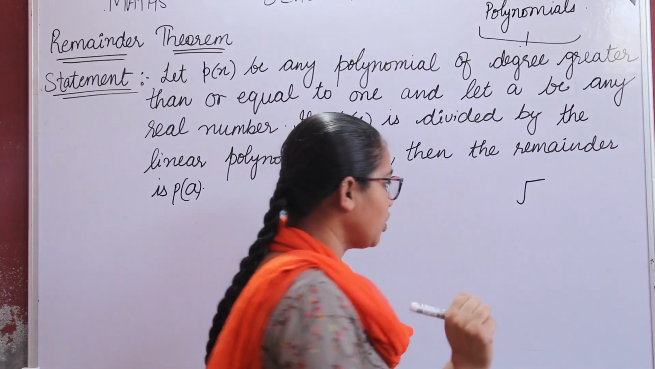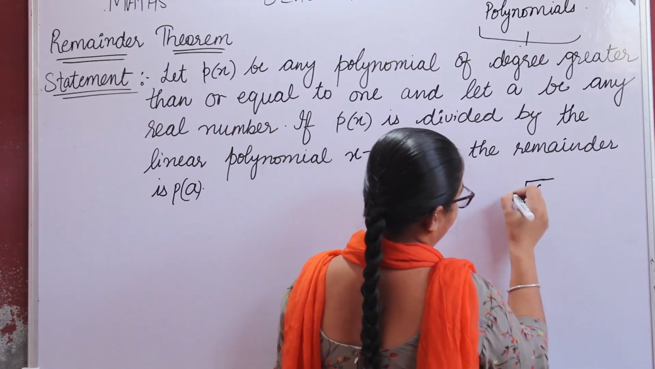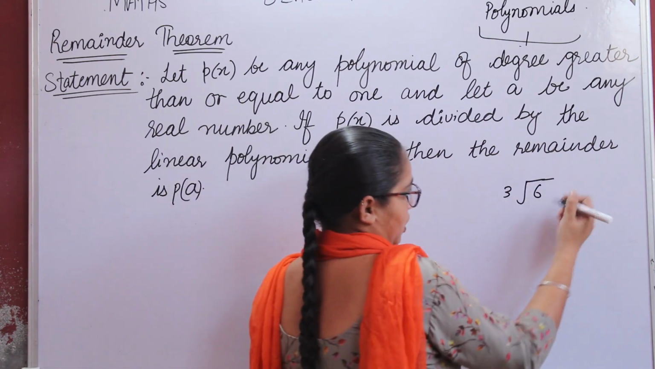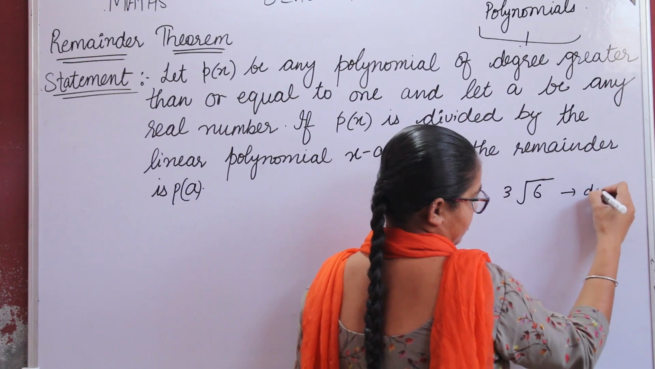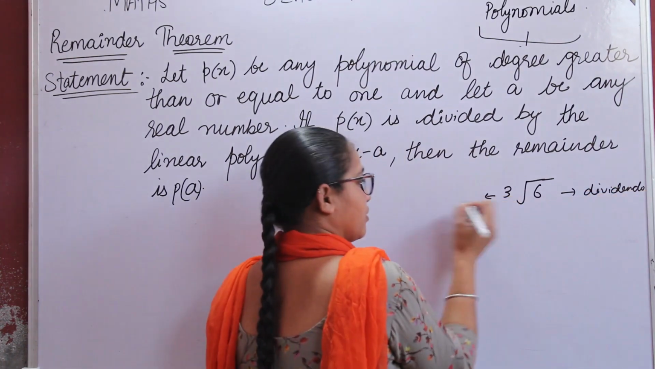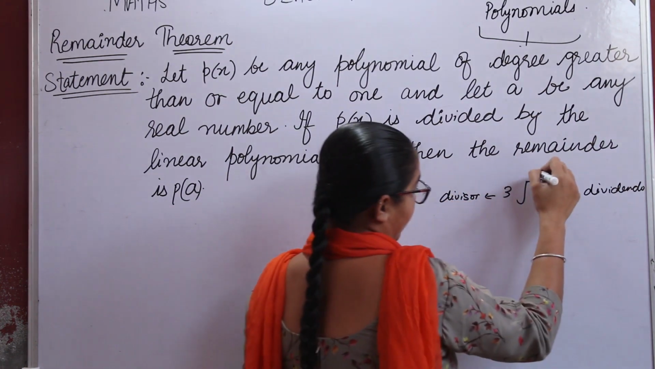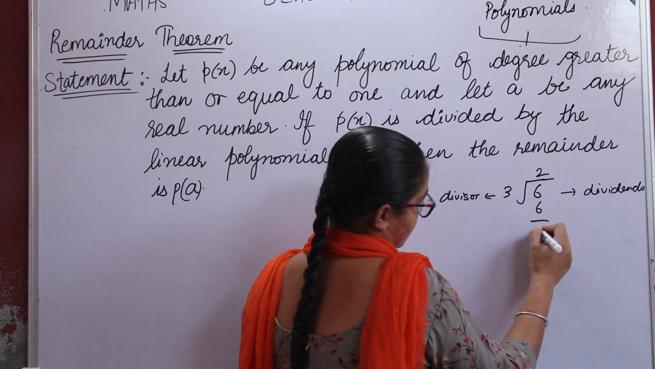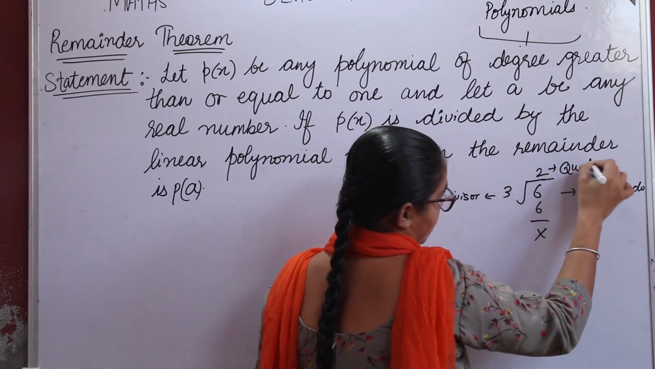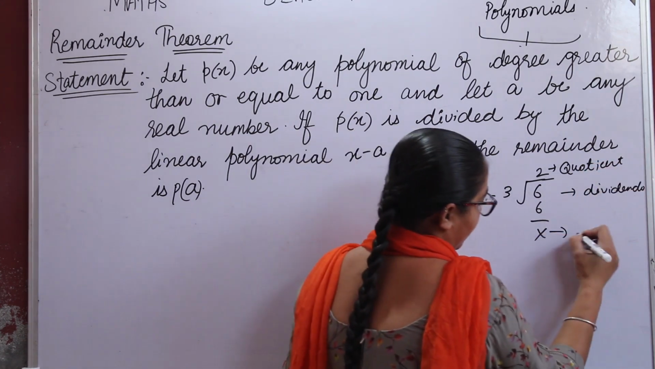You already know division. What division is? Suppose I am dividing 6 by 3. So this is our dividend. This is our divisor. Here 3 twos are 6. This is our quotient. Okay, and this is our remainder.